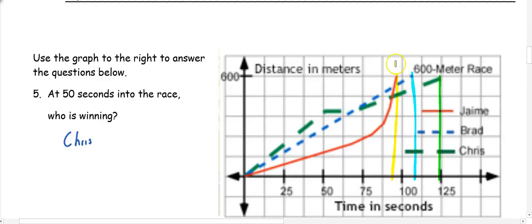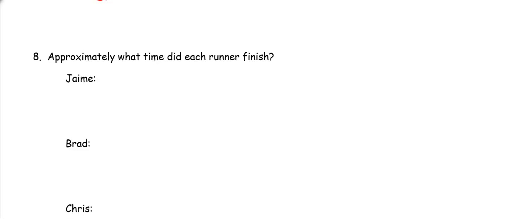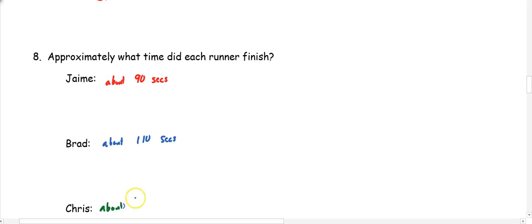For Brad, the blue line, it's a little bit over 100 but kind of close. So we're going to say that's going to be about 110. And Chris finishes right at 125 seconds. So approximately what time did each runner finish? Jamie was about 90 seconds. Brad was about 110 seconds. And Chris was about 125 seconds.